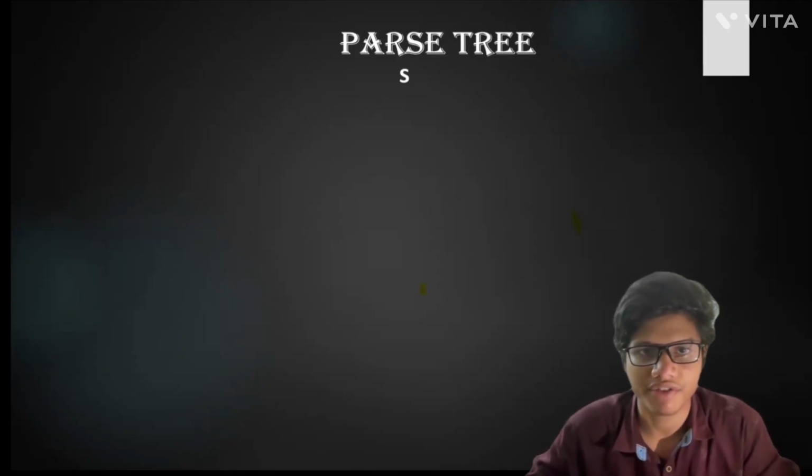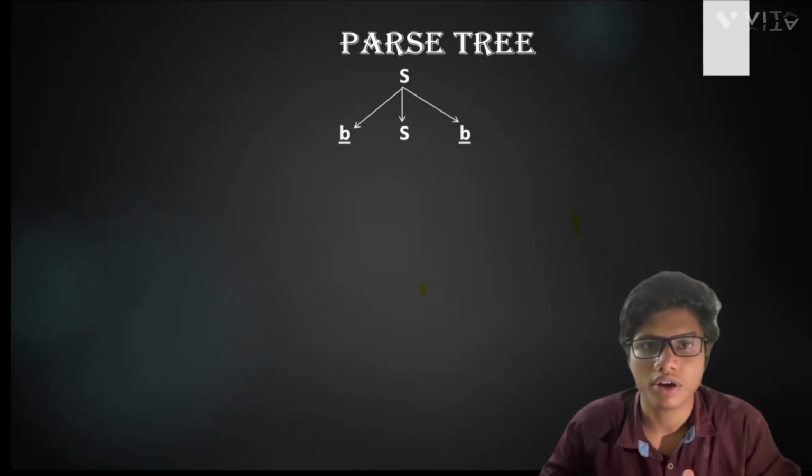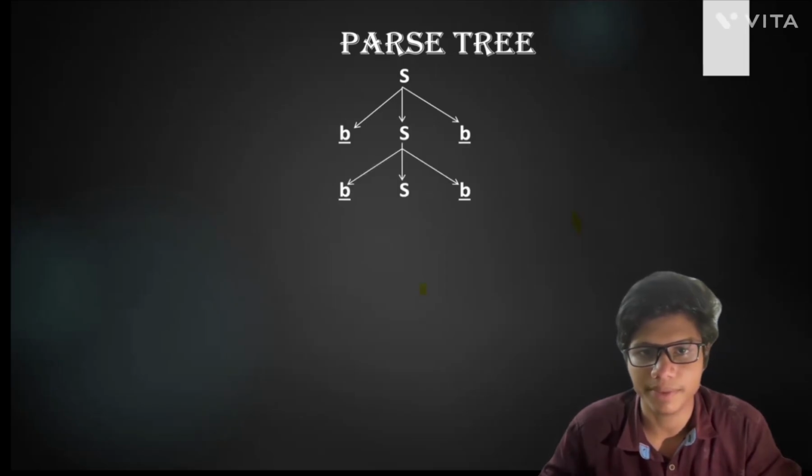Now, consider the parse tree of the given string BB, AA, BB. S can be divided into B, S, and B. Now, here B cannot be divided further. Hence, B is considered a leaf, and S can be divided further. It can be divided again into B, S, B. In this step also, B cannot be divided further into anything. Hence, B is a leaf.